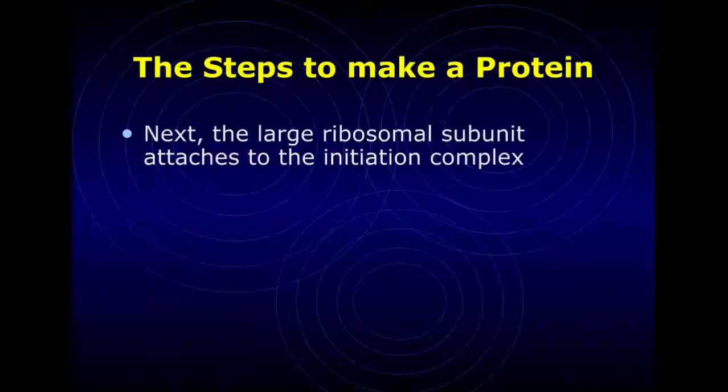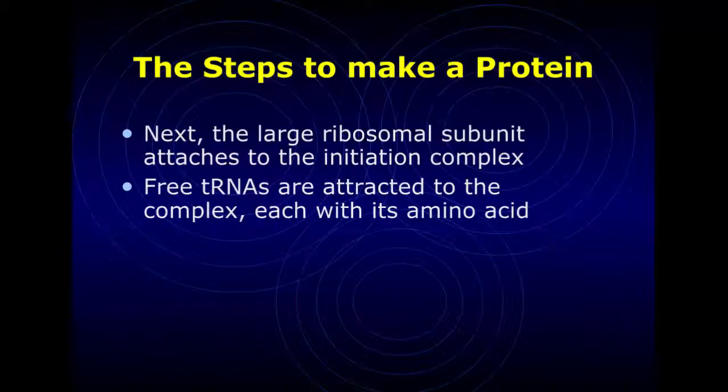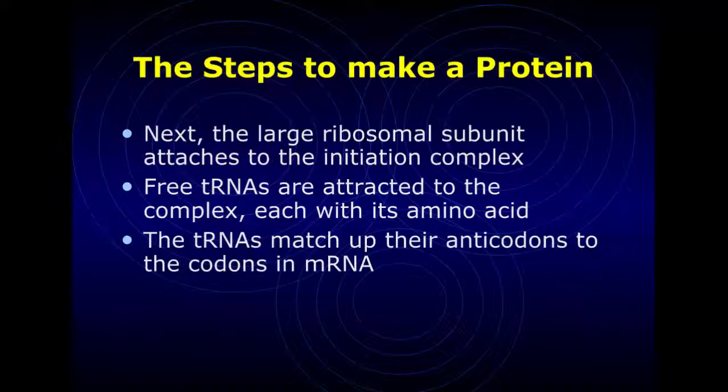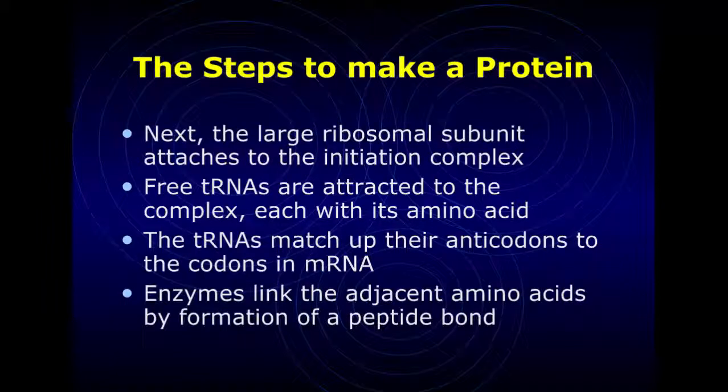So the large subunit comes in, it attaches to the initiation complex, and it begins to sort of ratchet its way down the messenger RNA, bringing in tRNAs with their amino acids, matching them up, and creating essentially a long chain of amino acids. So the tRNAs match up their anticodons with the codons on messenger RNA. They're each attached to an amino acid, and we get this long growing chain of amino acids. There are enzymes that come in and link them together to form peptide bonds, and we get this long chain of amino acids being formed.